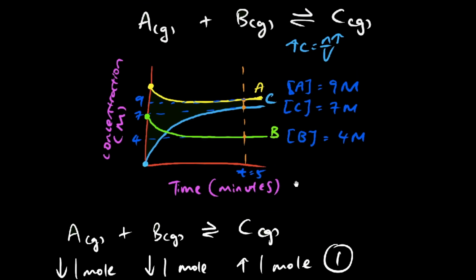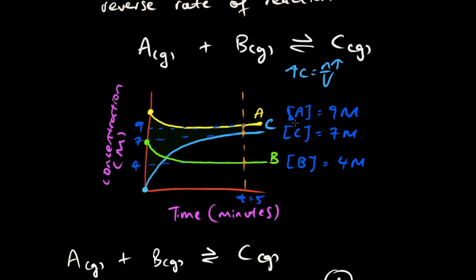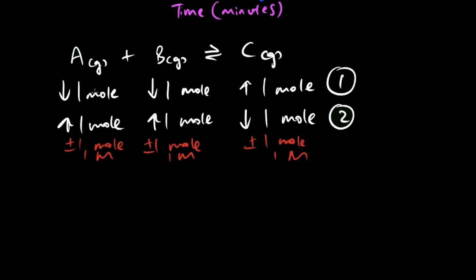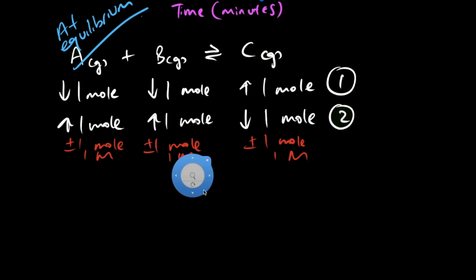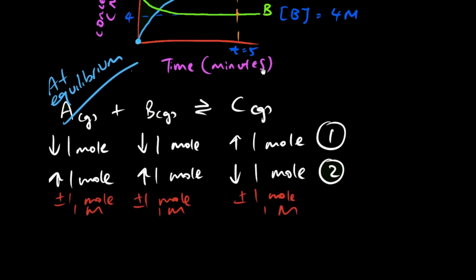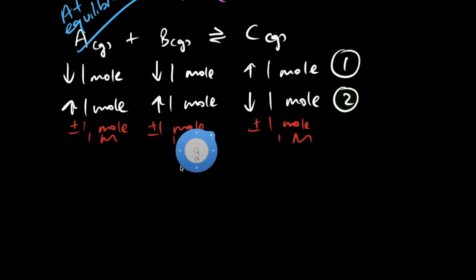So despite at a macroscopic level, the concentrations of A, C, and B are fixed. When you measure the concentration of A, C, and B at equilibrium, they would be fixed. However, at a microscopic level, A, B, and C are actually changing in concentration. They plus 1 mole, minus 1 mole, plus 1 mole, minus 1 mole, at equilibrium.